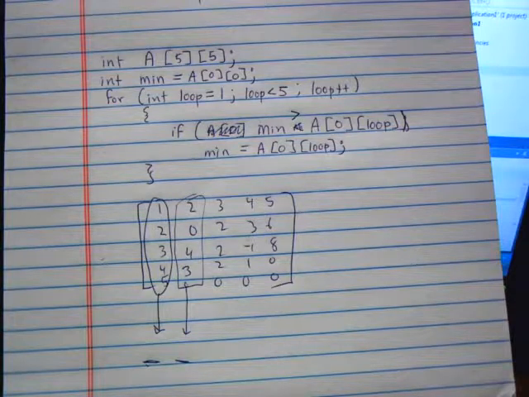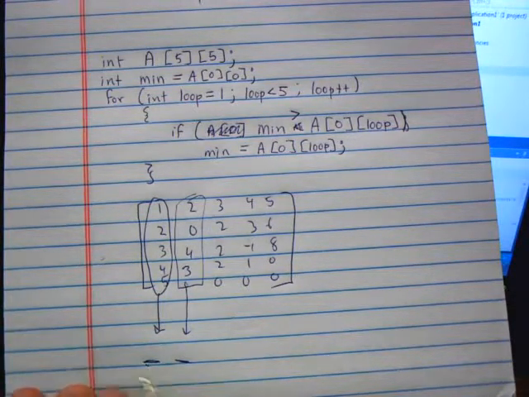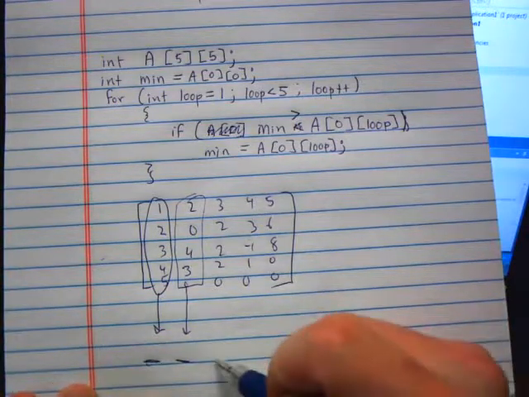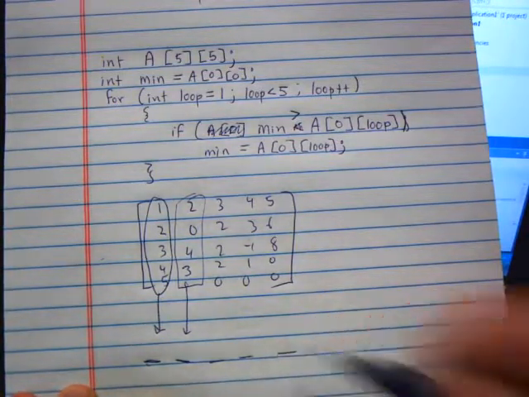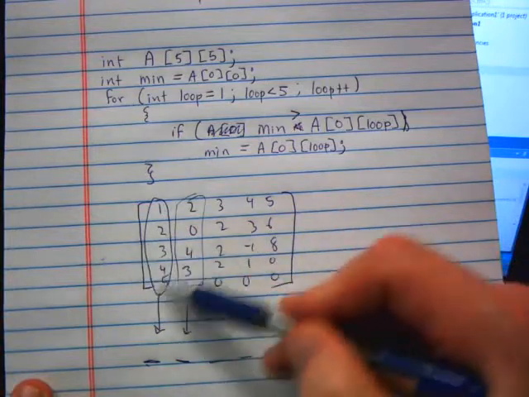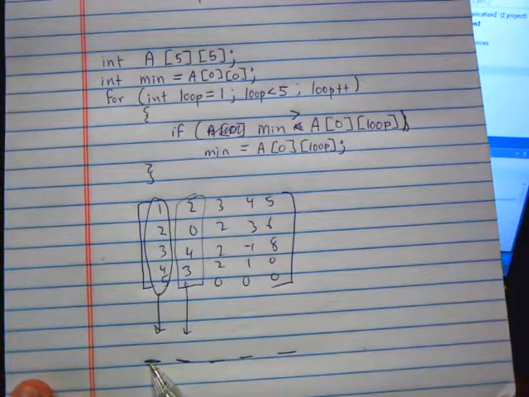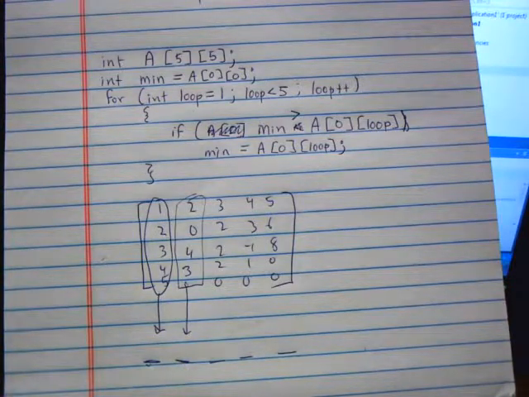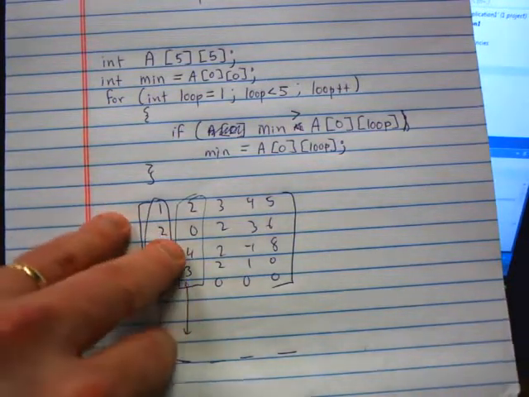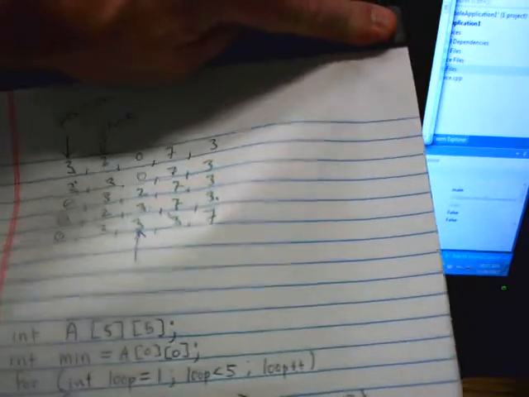No, we only need to declare one new array. It's a single 5-dimensional array. So I'm going to add these numbers and store them into the first spot of the new array. Add these numbers, store them into the second spot of the new array, and so on and so forth.